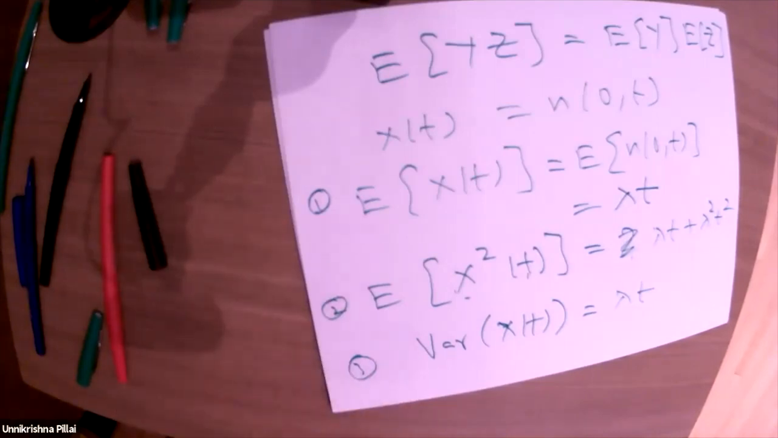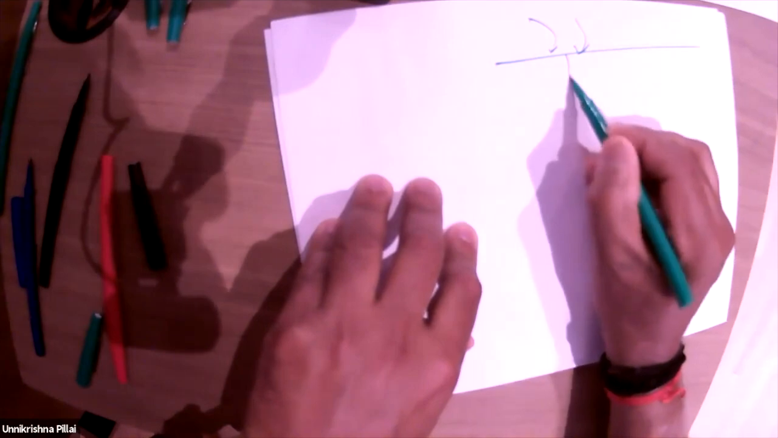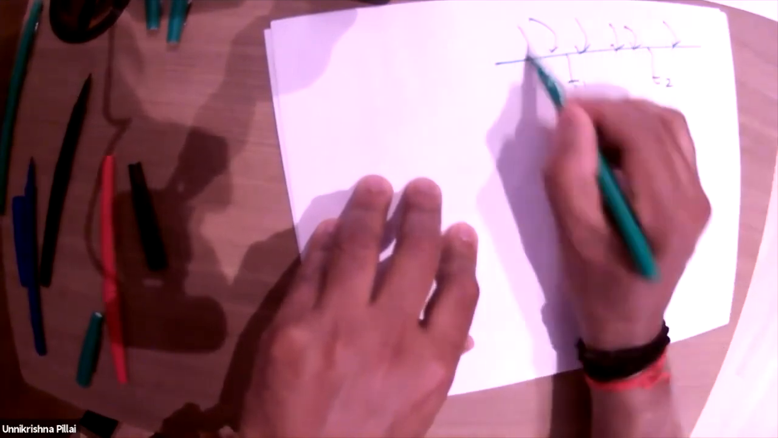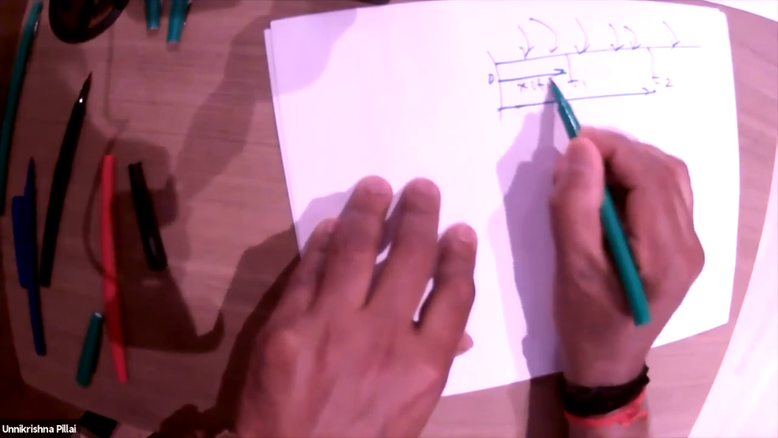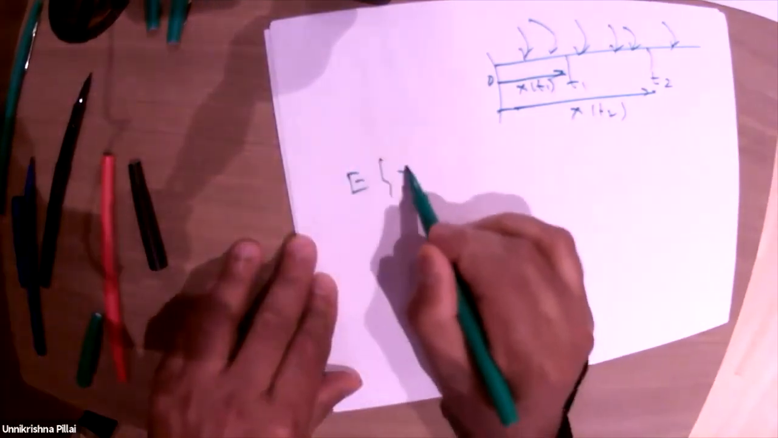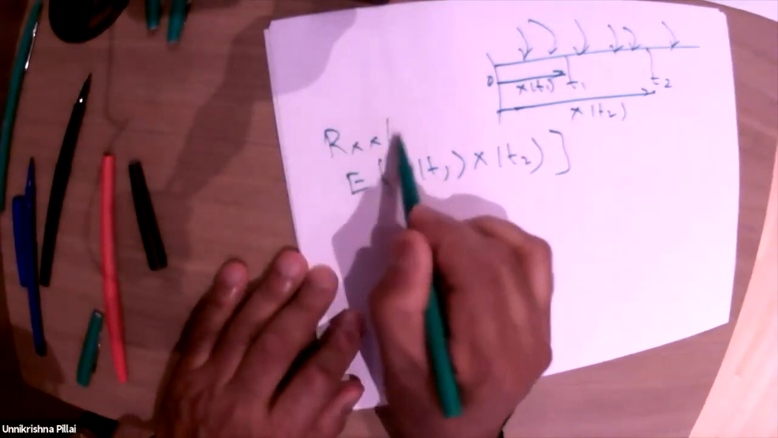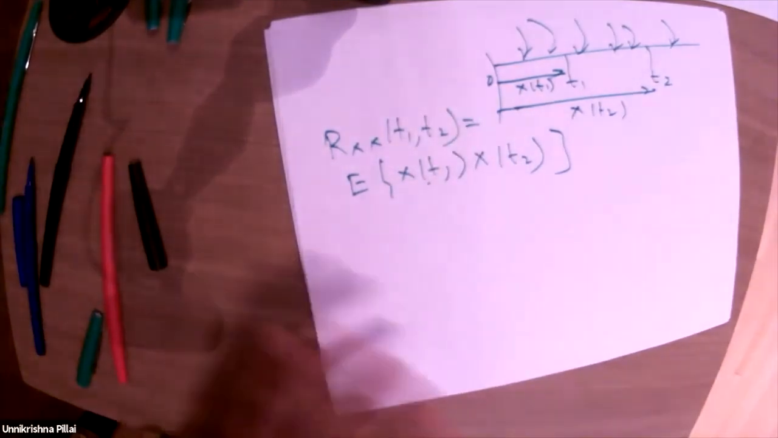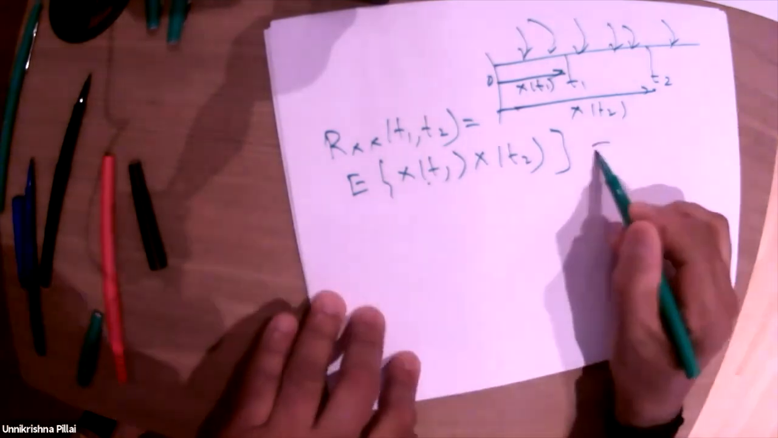We found the mean. Let's find the autocorrelation function. Are X of t1 and X of t2 independent? Look at the picture. Anybody? I'm not writing star here because this is a real process. It's just a counting process. Autocorrelation function is expected value of X(t1) X(t2). X(t1) is the number of arrivals from 0 to t1. X(t2) is from 0 to t2. Are they independent or no? They are not independent. So you cannot write it as the product. But so how do you compute this? That's the question.